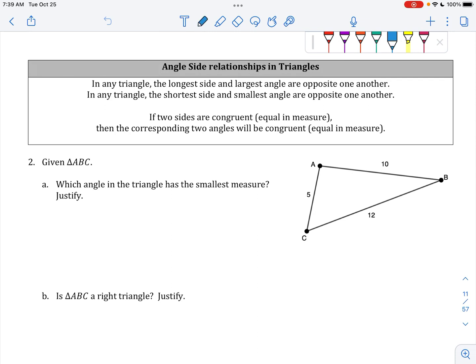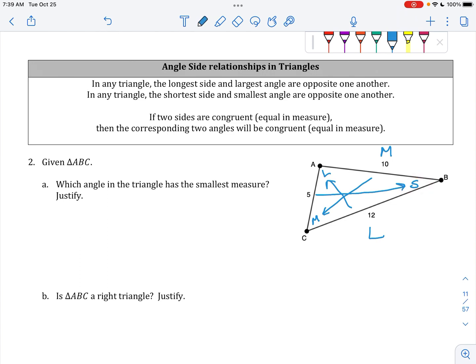So I'm going to go ahead and just label, here's my largest side. So that means that this is my largest angle. Here's my medium-sized side. That means that this is my medium-sized angle. And this is my smallest side, which means that this is my smallest angle. So notice how the largest is across from the largest, the medium is across from the medium, the small is across from the small. Now, it does not mean that the angle is 5 degrees. It just means that this is the smallest of the three angles.